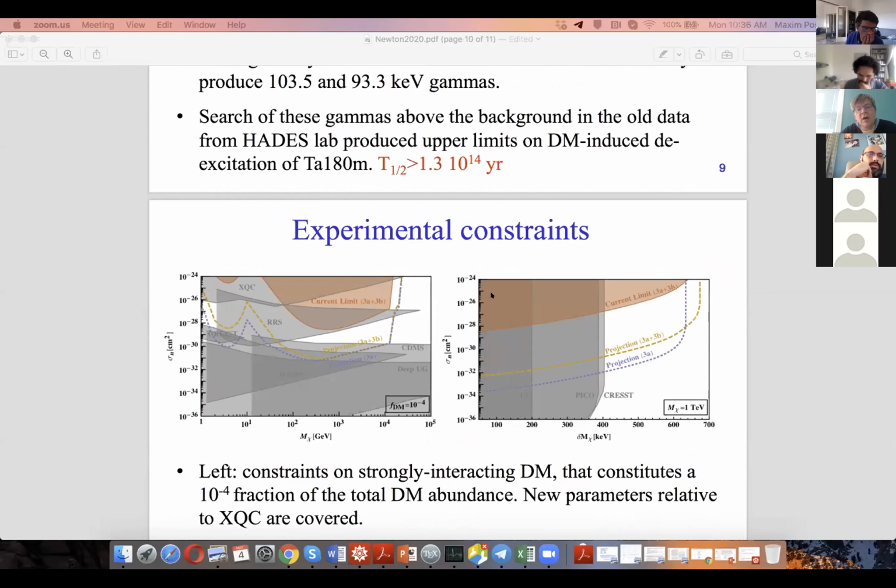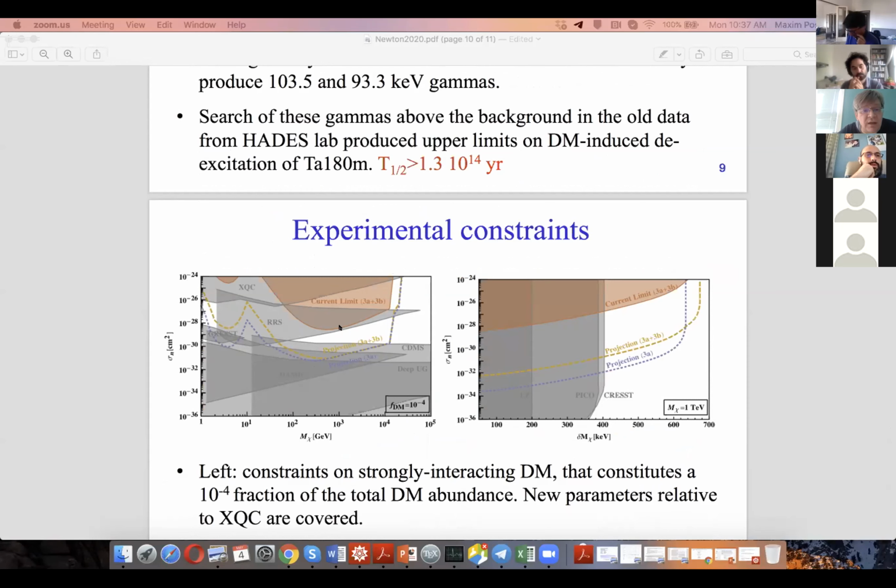We can, using our calculations for this traffic jam, the build-up of the dark matter number densities, start conquering these limits. The limits are not that strong because the abundance of tantalum in that state is 10⁻⁴, so they had a few kilos.